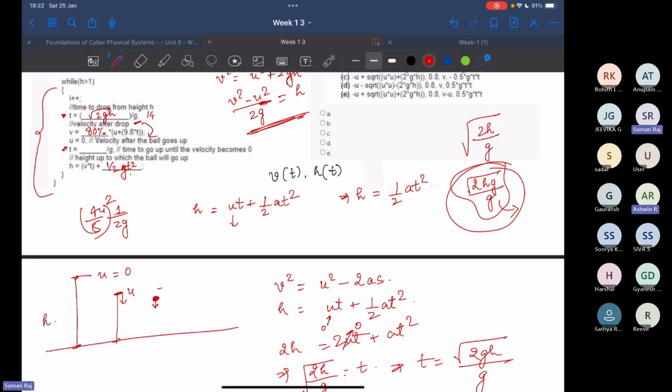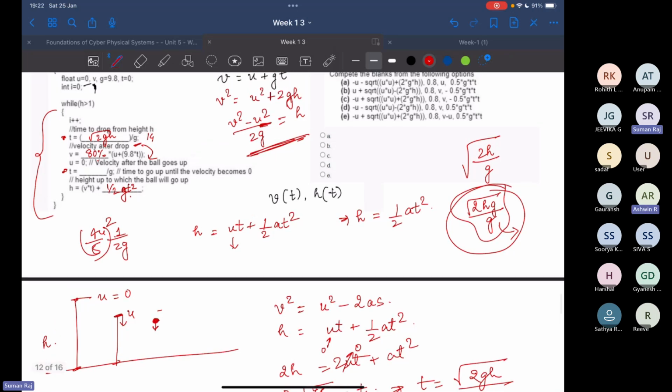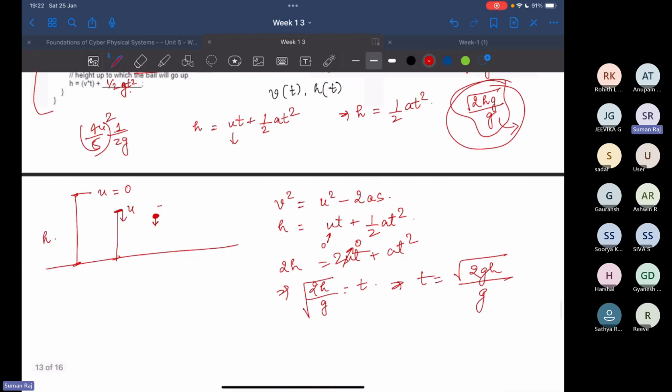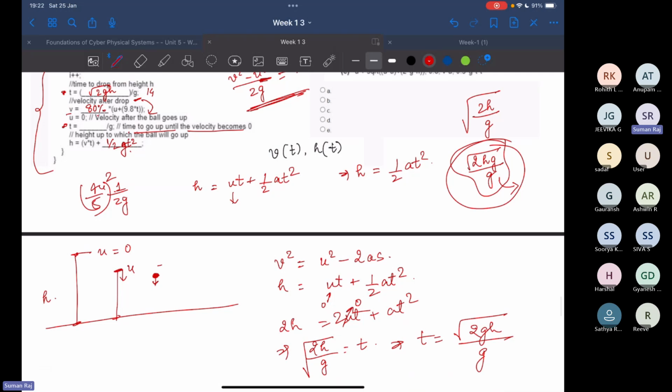All right. Now let's go to the third one. So it says, okay, so now we said that velocity after drop is going to be 80% of what it reached. And now it is what? Time to go up until the velocity becomes 0. So v is equal to u plus at. So over here time is v minus u by g. So this is going to be v minus u. And so your final velocity is going to be how much? 0, right? But your g is actually opposite, so it should be minus g.